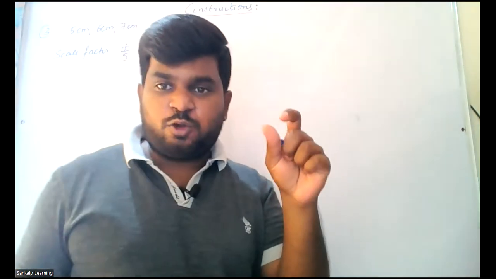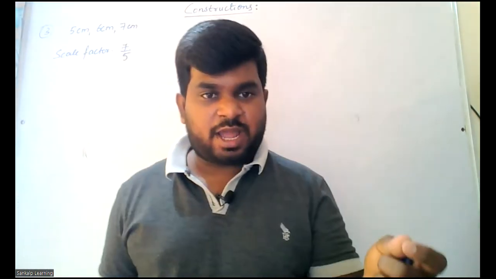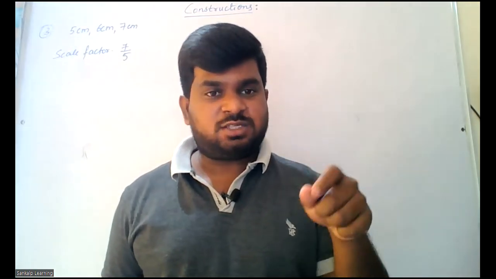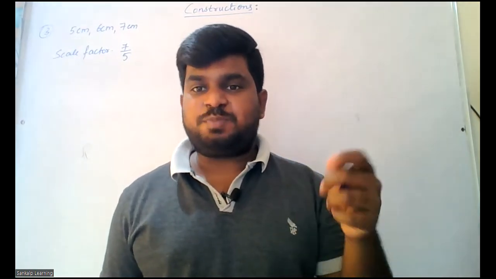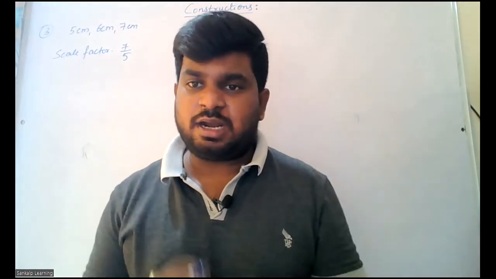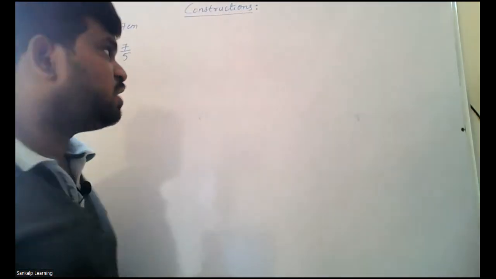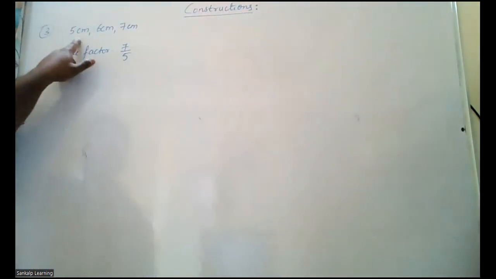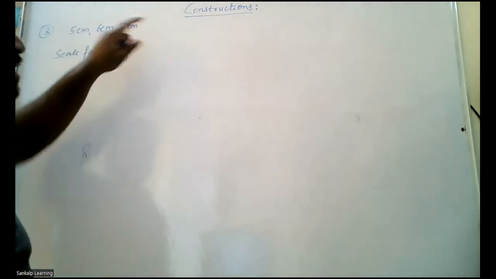Now, in the scale factor, the numerator is bigger compared to the denominator, which means in the numerator, we take the sides of the new triangle. In the denominator, we take the sides of the old triangle. Which means the numerator is bigger. It implies that the new triangle that we are going to draw will be bigger compared to the original triangle, or the old triangle. So the measurements of the old triangle are 5, 6, and 7.